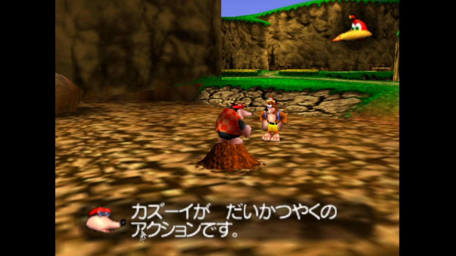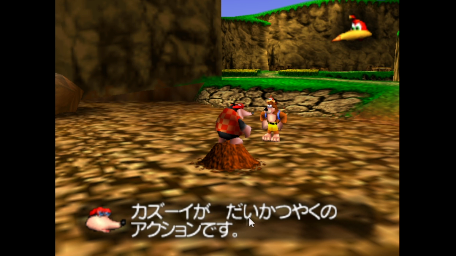Let's carry on. Kazooie ga dai katsuyaku no akushon desu. So Kazooie ga. I don't know why that's ga there, really. I think it might just be there because wa has already been used in the sentence, so it'd be weird to bring up another topic. So we're talking about the attack, and now we're talking about who does the attack. And so I think we want to use ga here rather than wa.